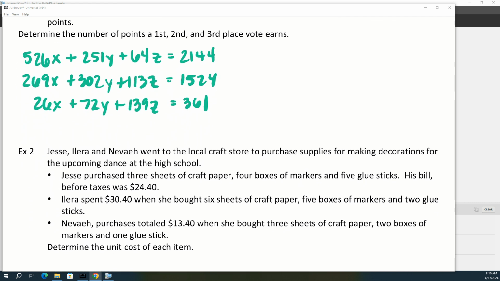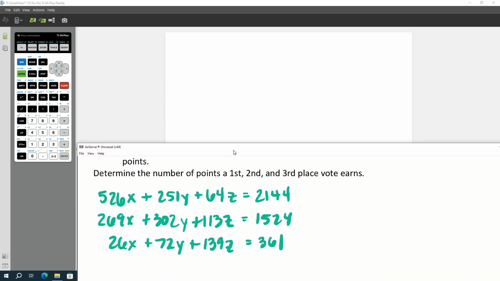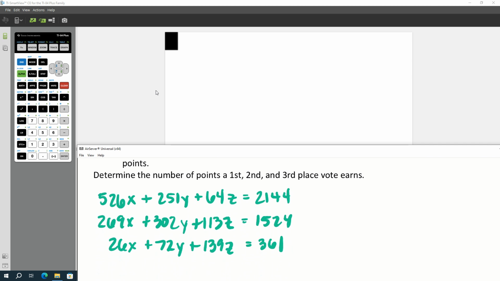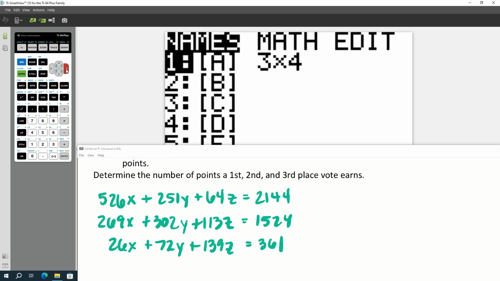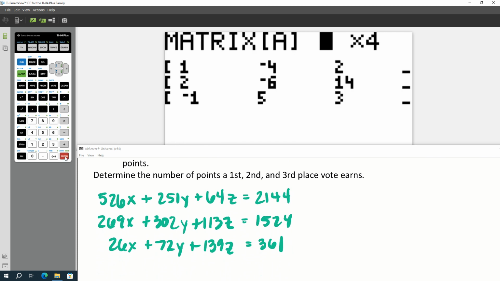All right, once we get our system of equations in 3 variables, we're going to put these numbers into a matrix. Just a reminder, to get to the matrix, you do second x to the negative 1. The first thing we want to do is edit. We want to put this system into a 3x4 matrix, and then I'm just going to type over the numbers that are already in here.